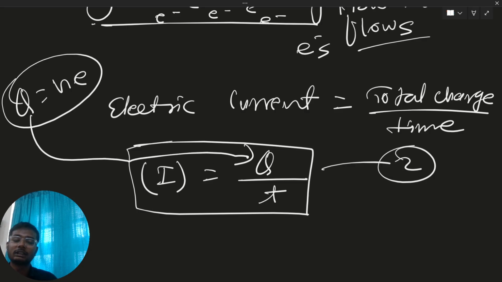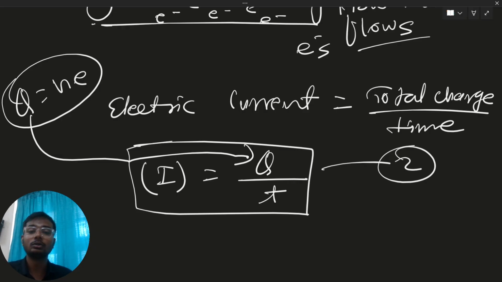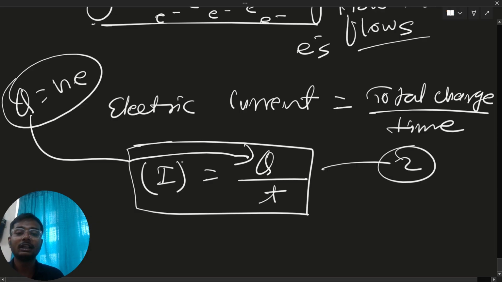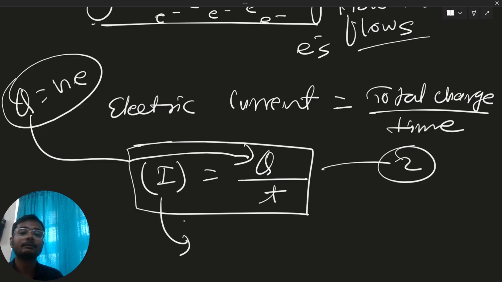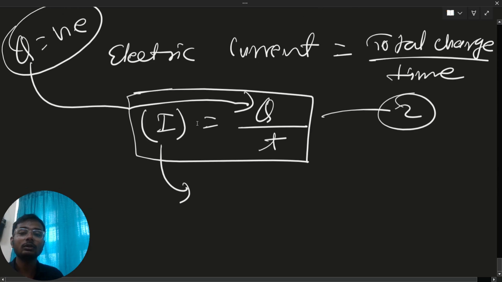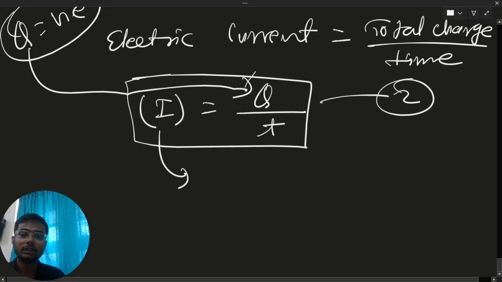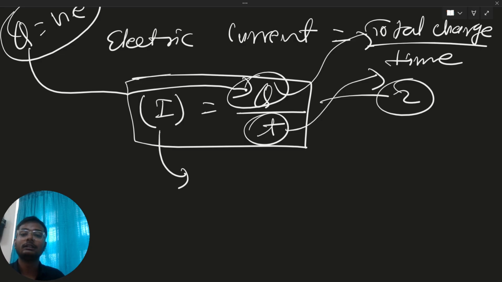Both are same only. That's how the formulas will relate. That's why it is important for you to remember all the formulas. Okay. So this is the second formula. I is equal to Q by T, where what is I? I is the total electric current. Q is the total charge and T is the total time. Okay. Is this clear? Clear?